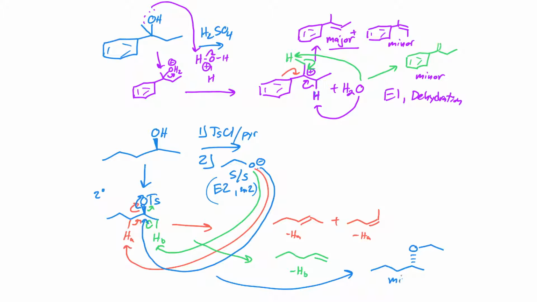So this would be minor. This is minor. This one would be minor because it's the less stable of the alkene products. And this would be the major product that we'd expect because it is the most substituted and the most stable of the stereoisomers of that alkene.